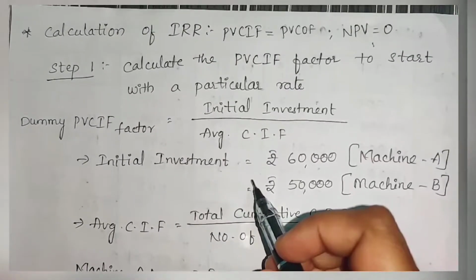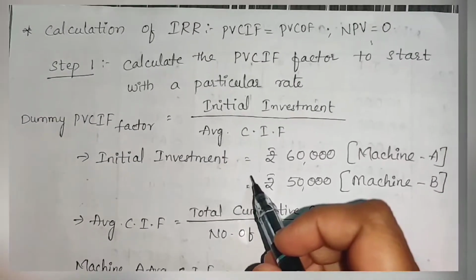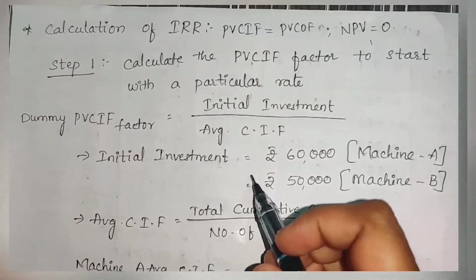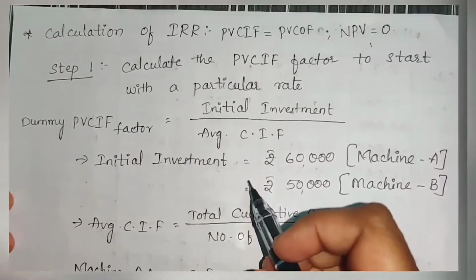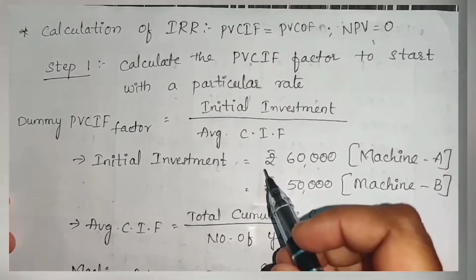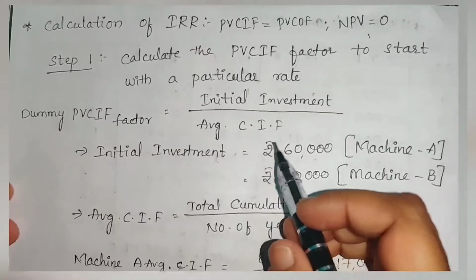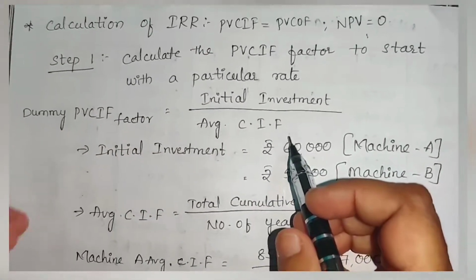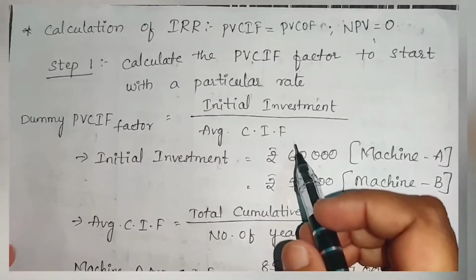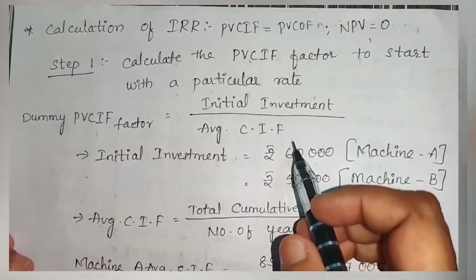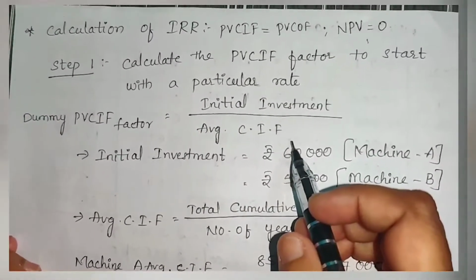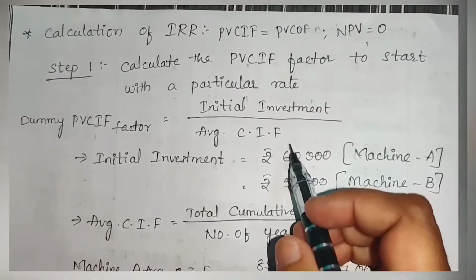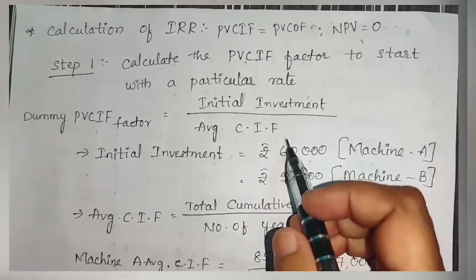So from where to start? From which interest rate do we need to start calculating NPV? Because in calculation of NPV we will consider PVIF. So from which discounting factor we have to start is a question mark for us. For that we are following a few steps here.